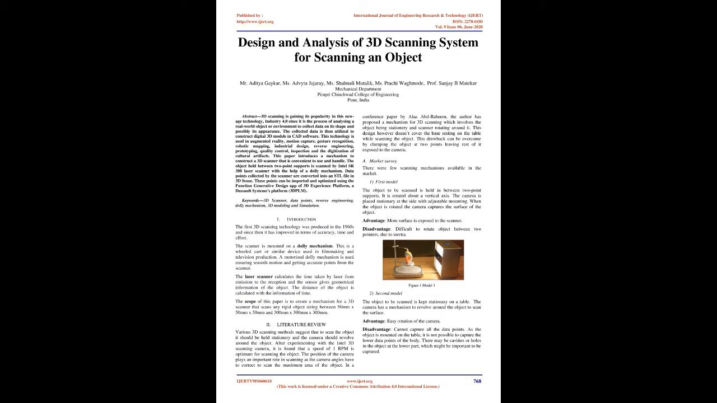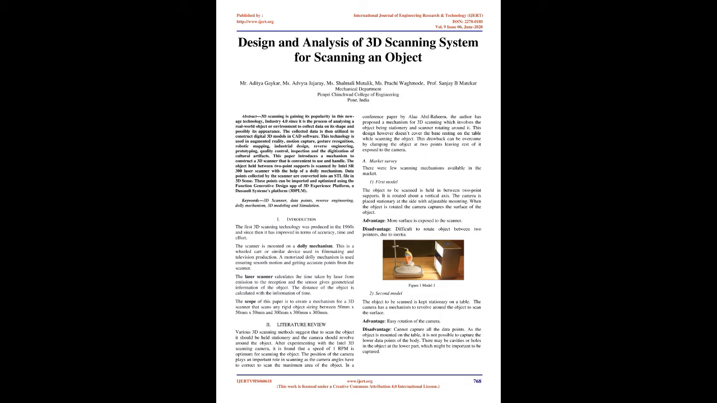Introduction. The first 3D scanning technology was produced in the 1960s, and since then it has improved in terms of accuracy, time, and effort. The scanner is mounted on a dolly mechanism. This is a wheeled cart or similar device used in filmmaking and television production. A motorized dolly mechanism is used, ensuring smooth motion and getting accurate points from the scanner.